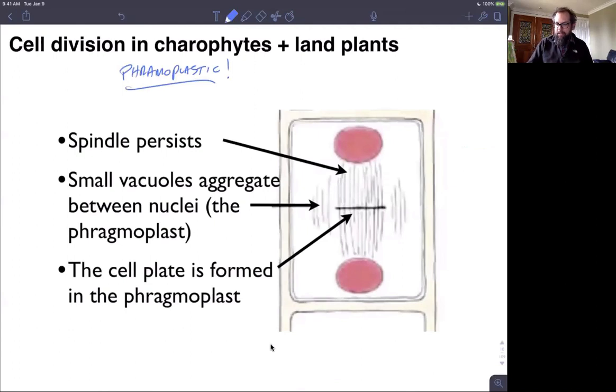That phragmoplastic cell division happens in charophytes, and it also happens in land plants. That's really the key here. In both land plants and in charophytes, we see the same type of cell division where the spindle fibers persist and small vacuoles aggregate between the nuclei. This is actually the phragmoplast, or that cell plate forming, and then that cell plate forms in the phragmoplast between those two nuclei. Really, the reason I'm emphasizing this phragmoplastic cell division is because this is something that's shared with land plants.